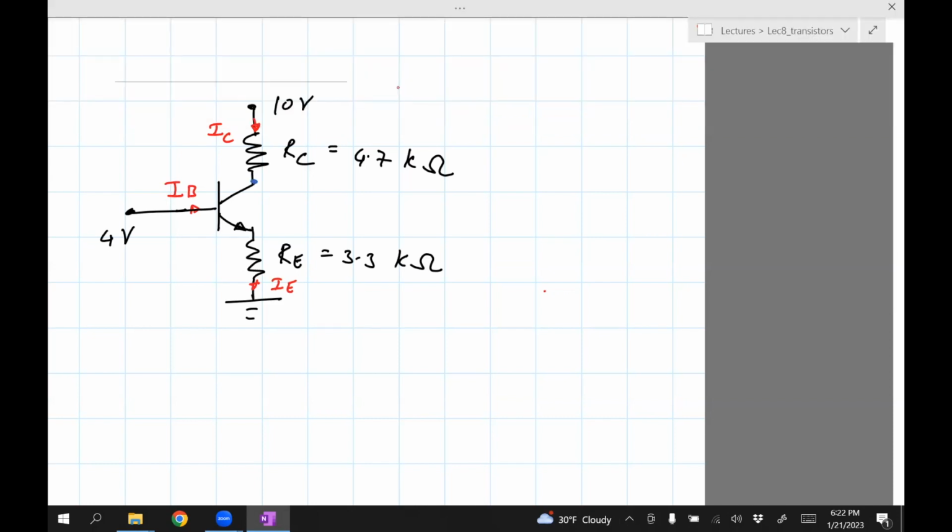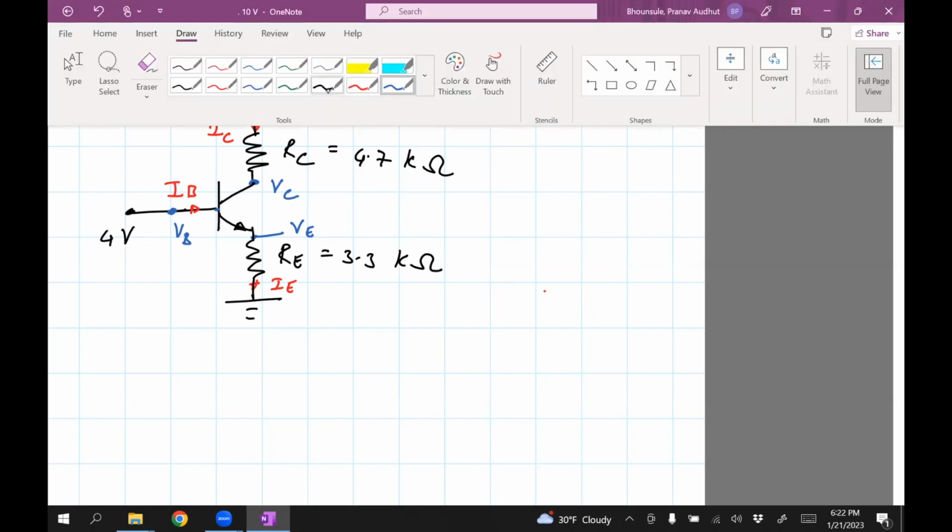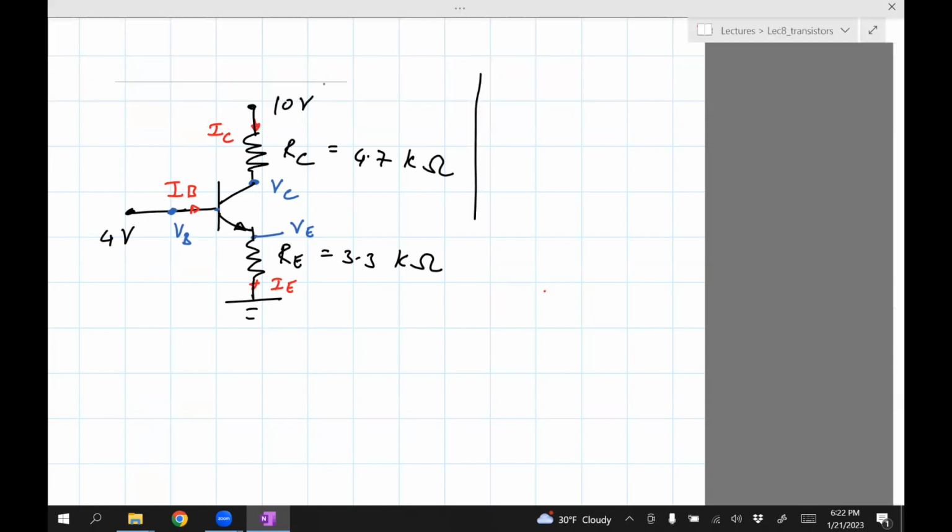Remember, this is the collector junction, so this is VC. This is the base, so VB. This has the same potential. And then this point is VE. Okay, now with just these things, putting the symbols on the circuit will make our life very easy. So now we can start writing down equations.